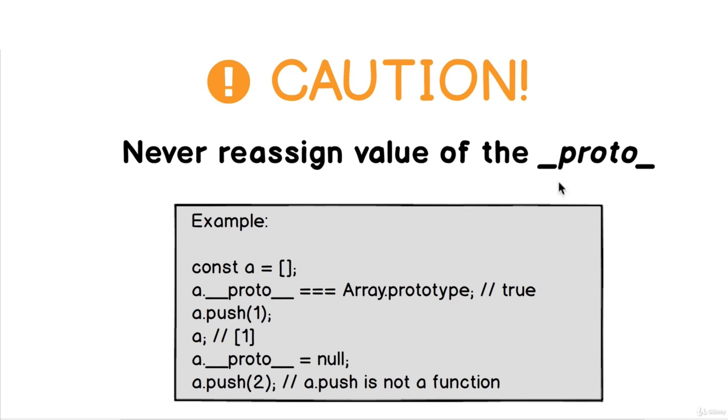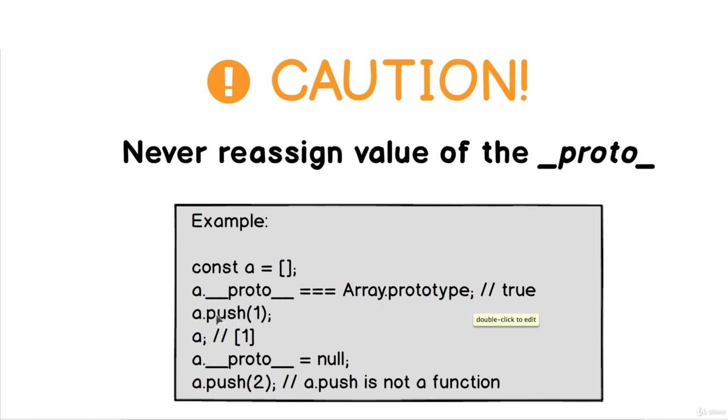It's very important to understand what happens if you try to reassign the value of the property __proto__. Let's look at this example. In this example, we create a new instance of the array, and we use simply an array literal. And if I try to access this property of the variable a here, I will get Array.prototype. So this expression is truthy.